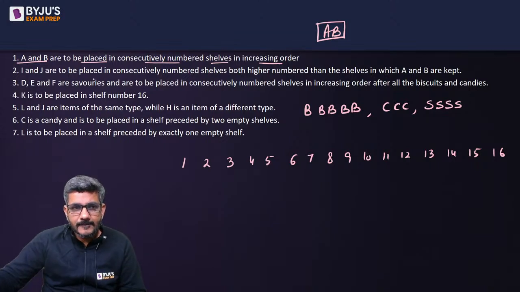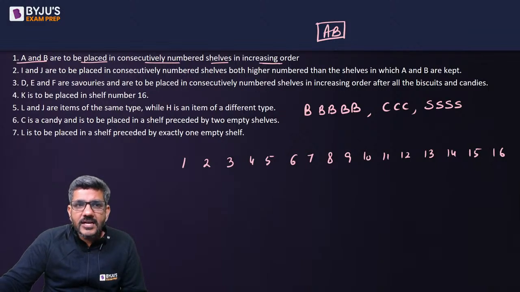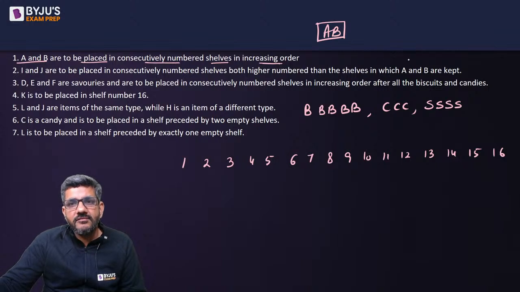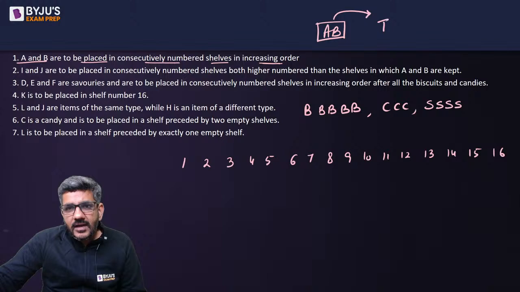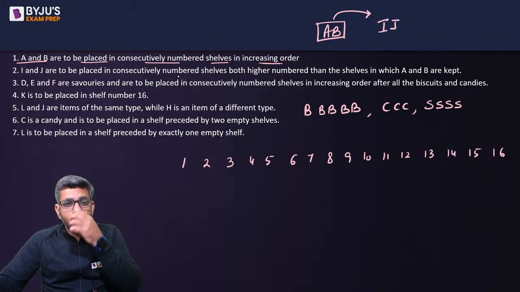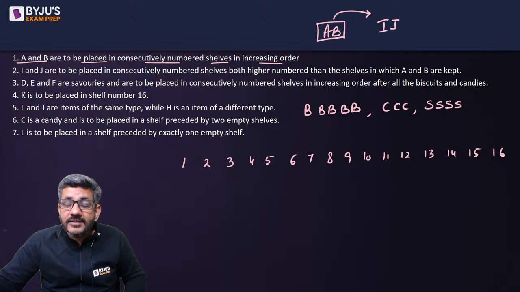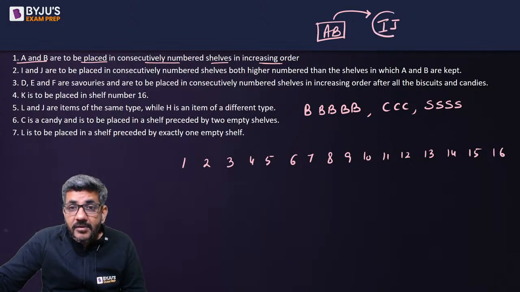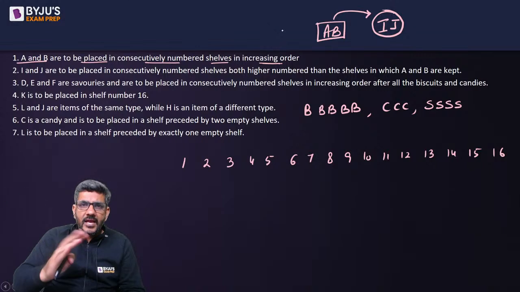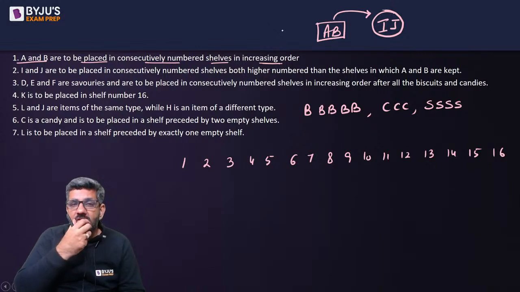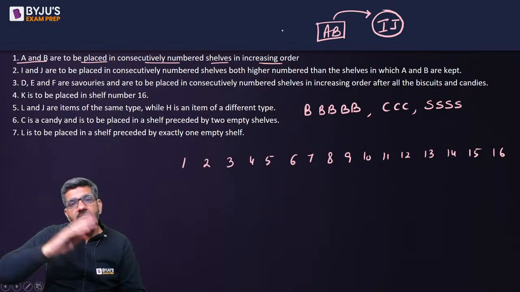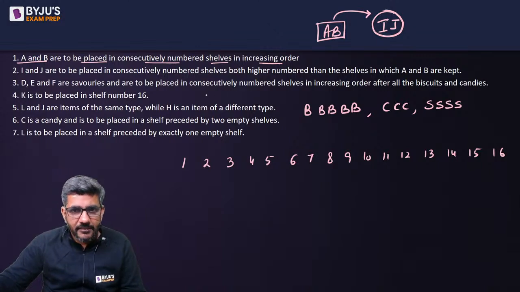I and J are to be placed in consecutively numbered shelves, both higher numbered than shelves in which A and B are kept. So I and J would come after A and B, but he did not say that they should also be kept in shelves in increasing order. That means I can be first, J can be second, or J can be first, I can be second. But one thing is for sure, IJ would come after AB. This also we have to keep in mind.